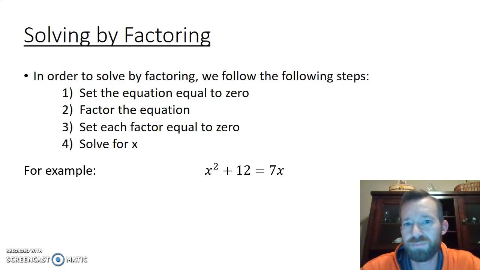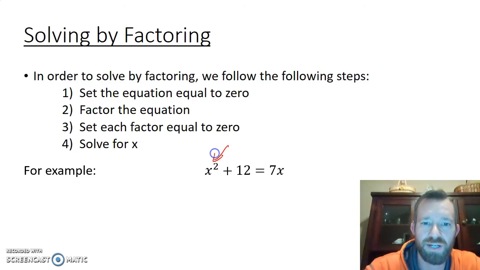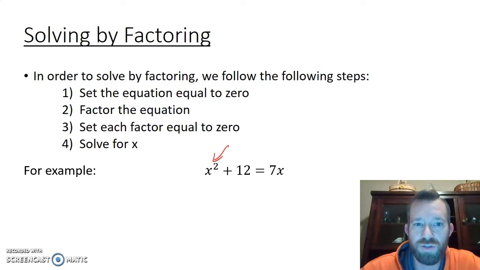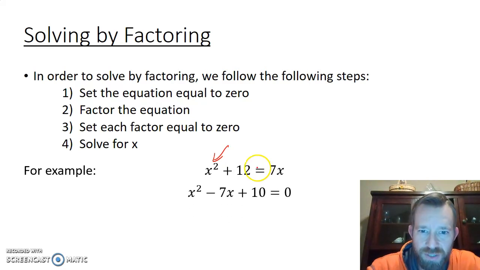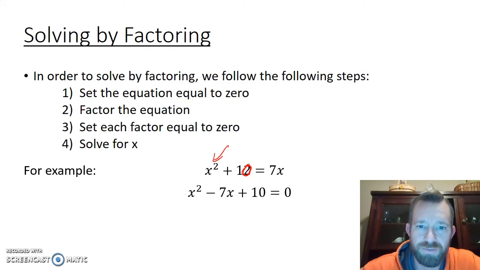We've got this problem. It's a quadratic, meaning it has an x squared, and we're going to want to solve it. The first thing we do is get it equal to 0. Oh, this should be a 0. So we're going to subtract this 7x over to the other side, and so we get it all equal to 0. I screwed up on the problem, by the way, just so you know.